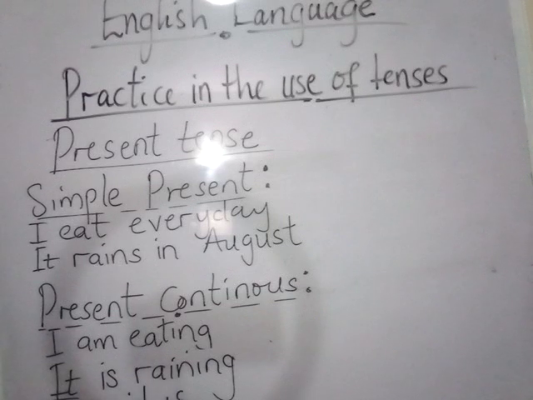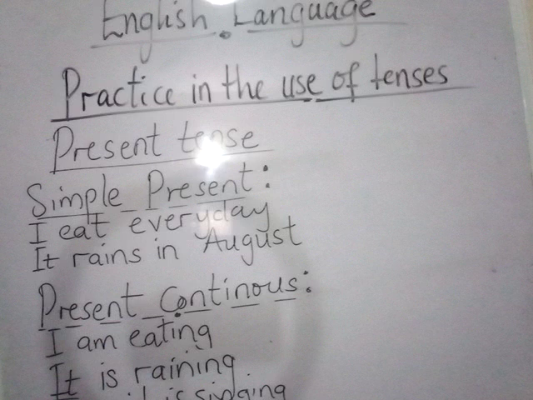There are different examples, a lot of examples, but what are we trying to bring out here? That simple present talks more about habits, something that happens habitually. It still goes on, it still happens. While present continuous refers to an action that is going on at the moment, is currently happening. I am eating. It is raining. That means it's raining right now. The girl is singing. That means as I'm talking, the girl is singing.